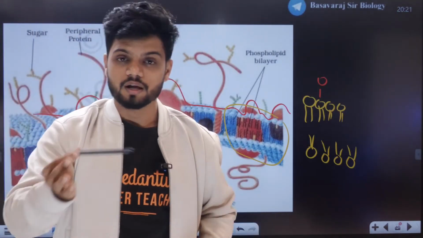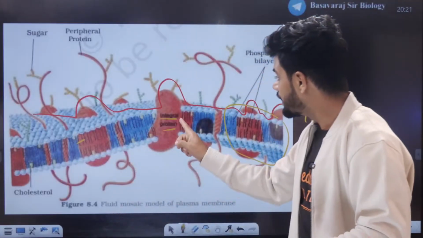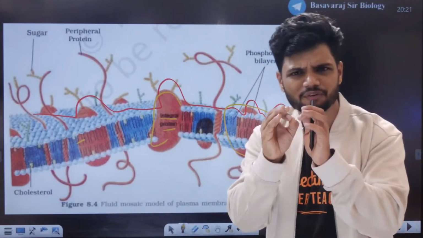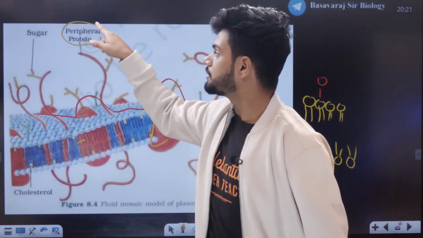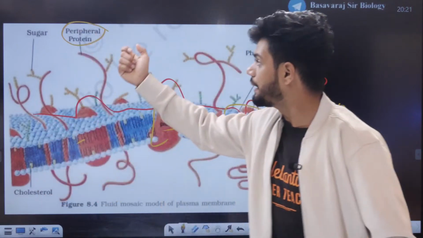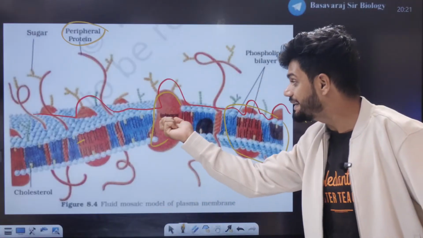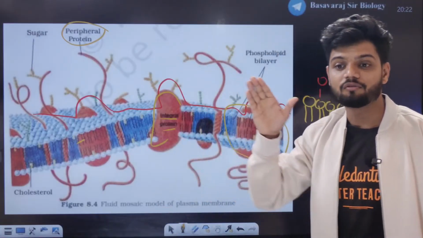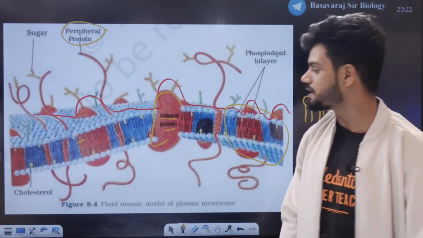Based on the ease of removal, we have the integral protein, very difficult to remove, completely on the inside. Peripheral protein, present on the outside, very easy to remove. Done. Such a good example.